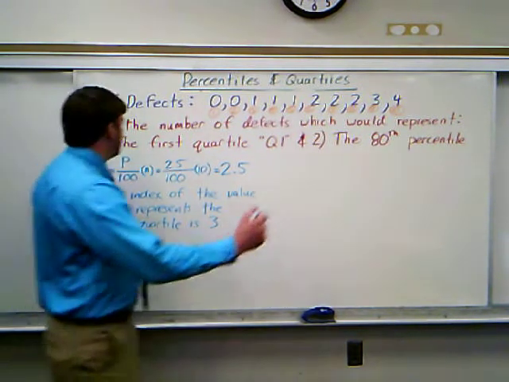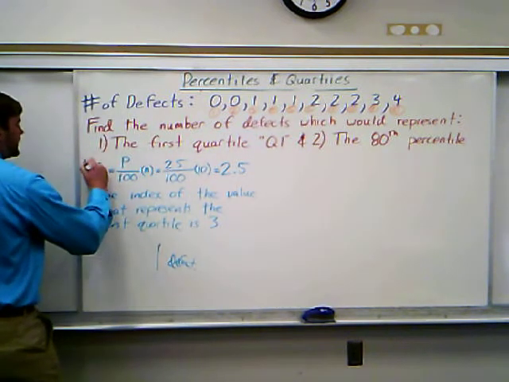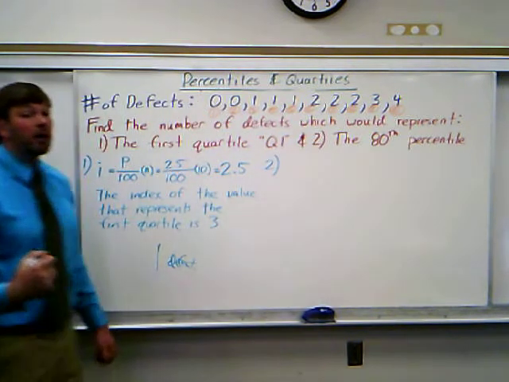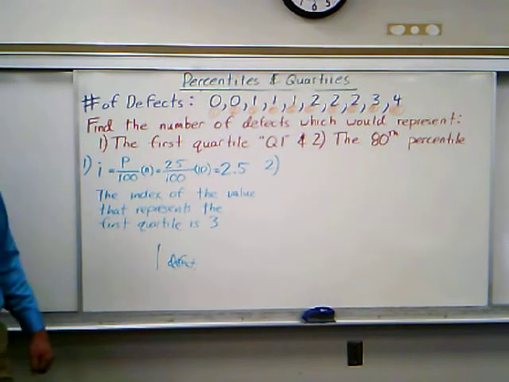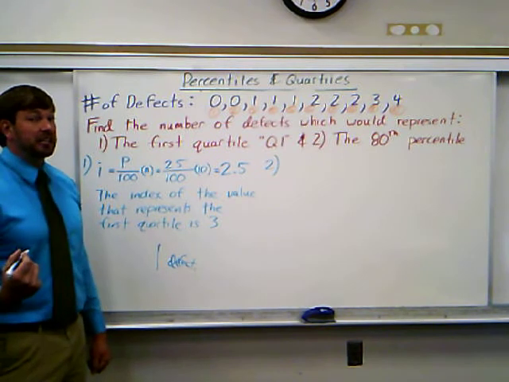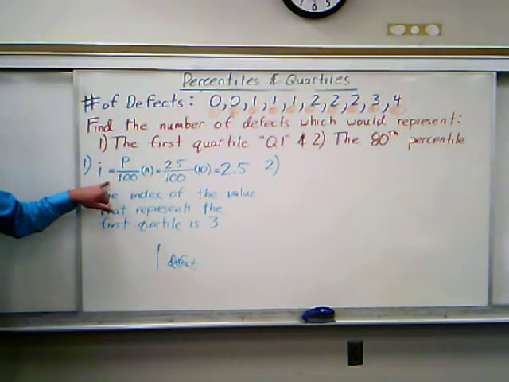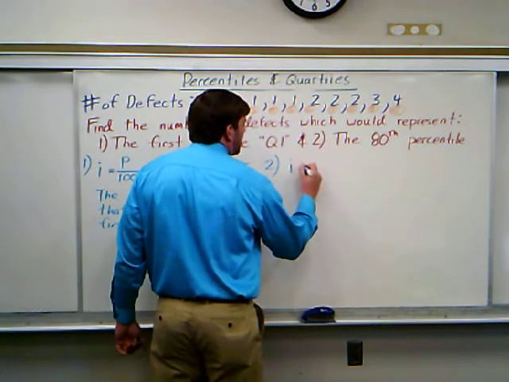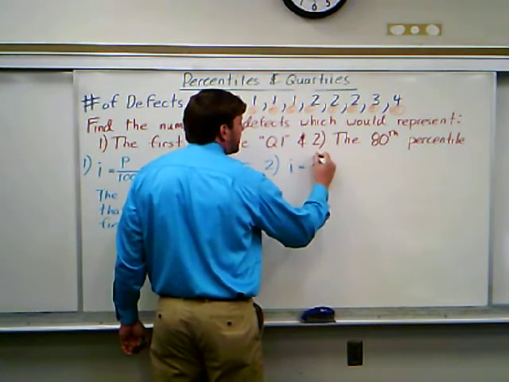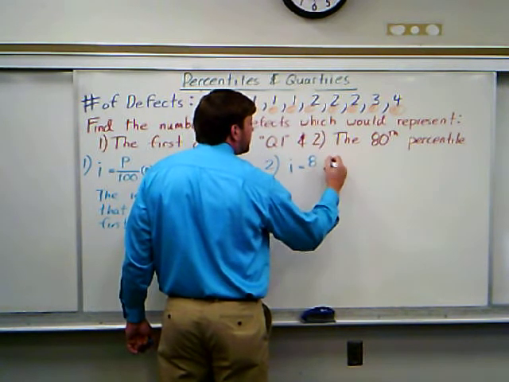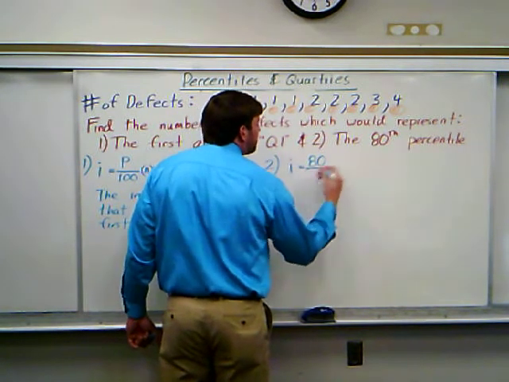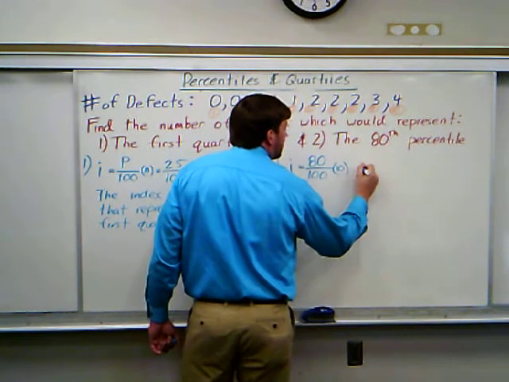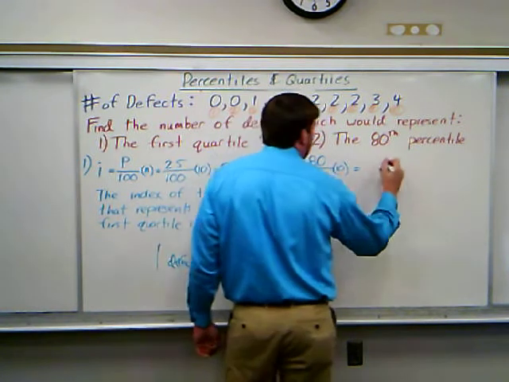All right, next, let's go on to that second one. Now we want to calculate the number of defects that would represent the 80th percentile. So again, first thing we want to do is calculate the index. That's going to be equal to our percentile of interest, which in this case is 80, divided by 100. And of course, we still have 10 different data values. And that comes out to be 8.